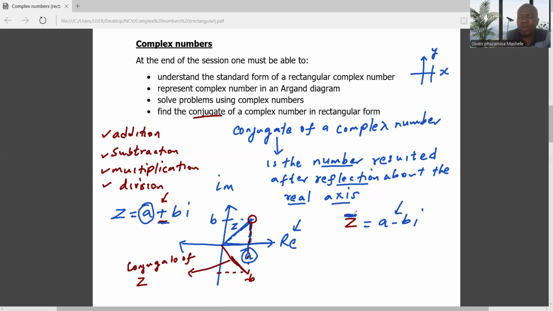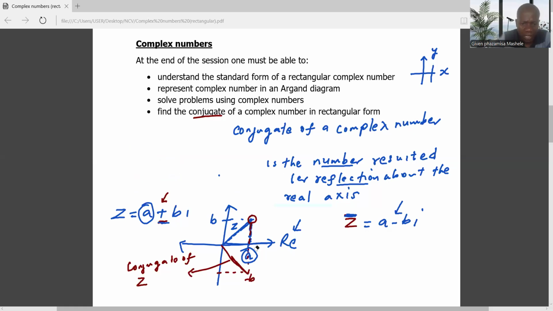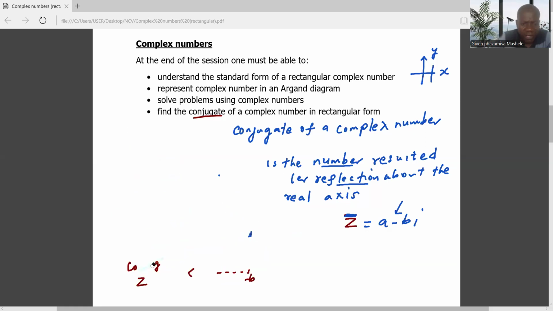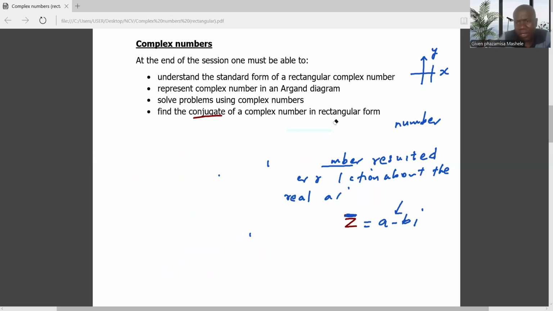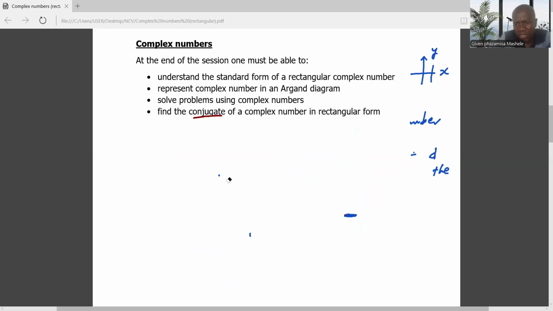So why do I want to talk about conjugate before we start focusing on the division? Let me do one example here. Consider the following complex number. Let's just call it Z1. I want us to perform multiplication on the complex number and its conjugate and check what it is that you are going to get at the end.